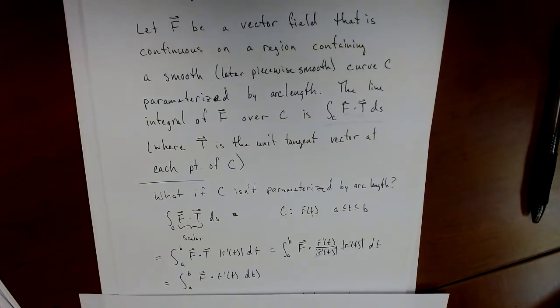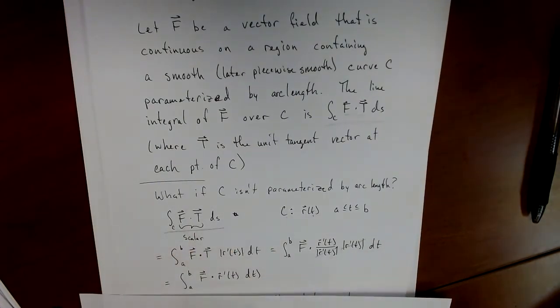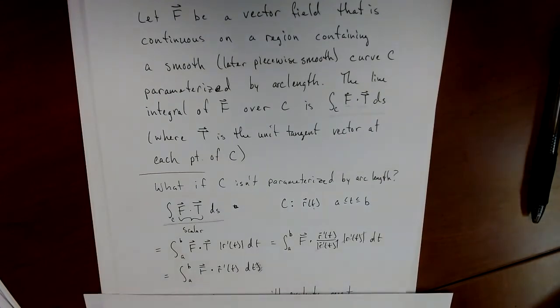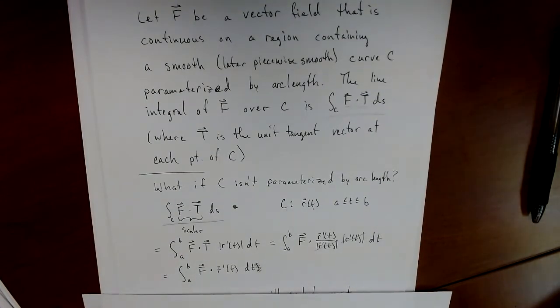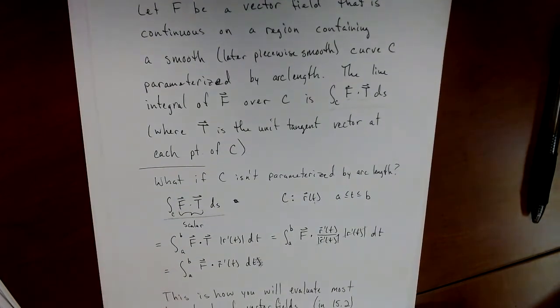And so we can actually evaluate this line integral as the integral from a to b of f dotted with r prime of t dt. No parenthesis, that's extra. That's a nice upshot. This is a nice formula right here. It's the one, you can't quite see it, that says this is how we're going to do most of our line integrals of vector fields in 15.2.